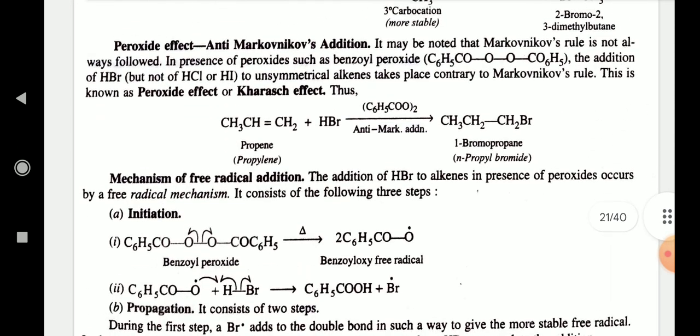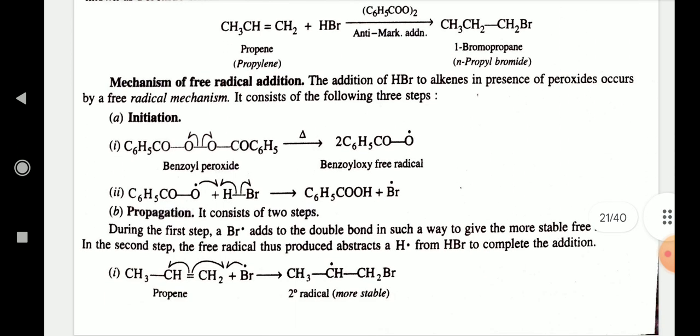Next is peroxide effect, anti-Markovnikov's addition. It may be noted that Markovnikov rule is not always followed. In presence of peroxide such as benzoyl peroxide, the addition of HBr to alkenes takes place contrary to Markovnikov's rule. This is known as peroxide effect or Kharasch effect. Mechanism of free radical addition.